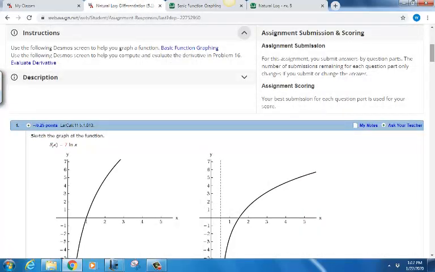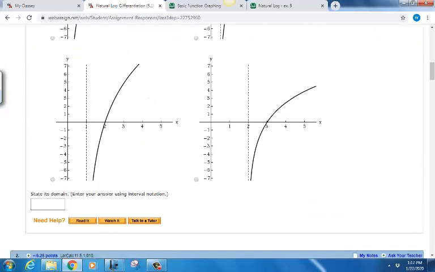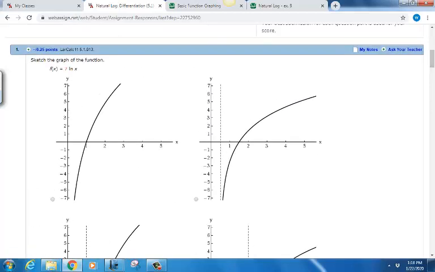Which one looks right there? It's not this one. Wrong x-intercept. Not that one. Not that one. So I guess the only possibility is the first one, correct? So A had to be the right answer. That looks pretty close to what we were looking at. So the right answer there is A.